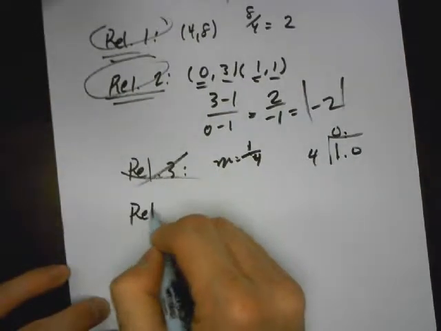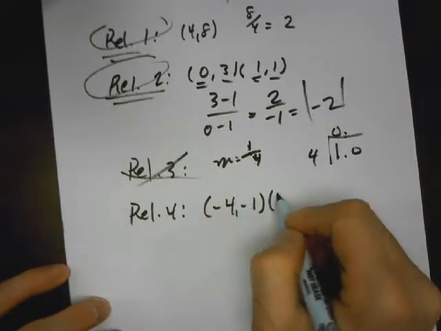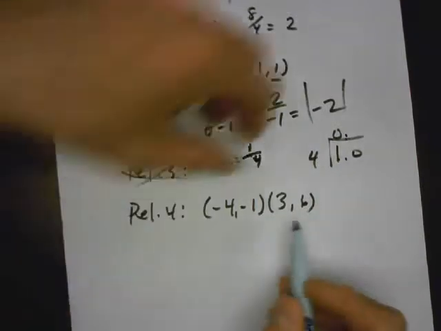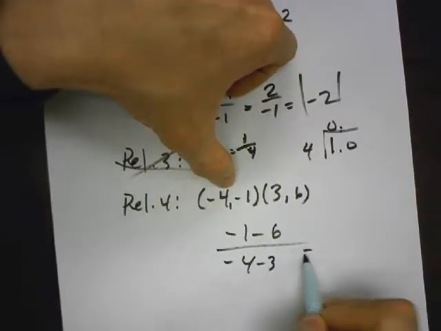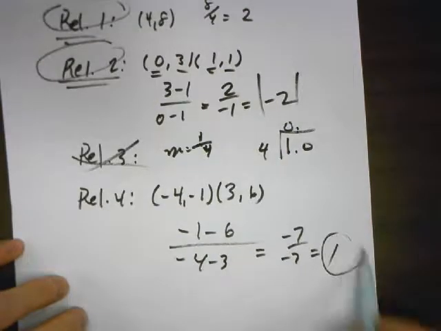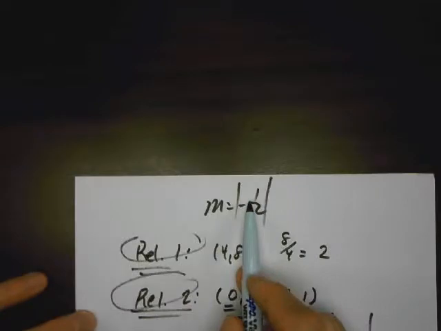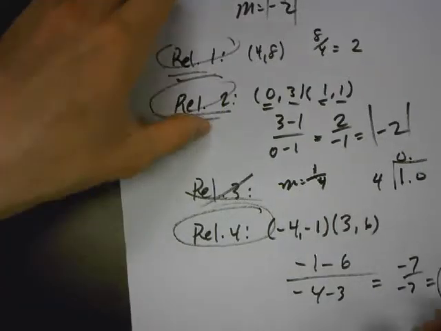Relation 4 gives us 2 points. So we go y minus y to get the rate of change, over x minus x. I get negative 7. That's a slope of 1. 1 is greater than a fraction. And again, we're just looking at absolute value. So the answer was relations 1, 2, and 4 have greater slopes than the graph.